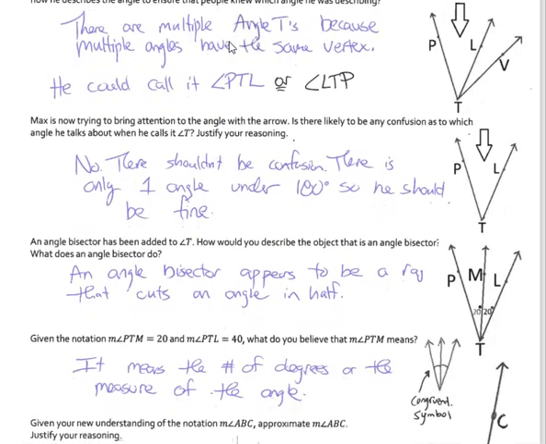The next part says Max is now trying to bring attention to this angle with the arrow. Is there likely going to be any confusion as to which angle he's talking about when he says angle T? The answer is no. There's only one possible angle here. I guess you could say there's the acute angle and the other angle that's over 180, but whenever we look at an angle, we're talking about 180 degrees or less. So there's only one angle T, so you could say just angle T.